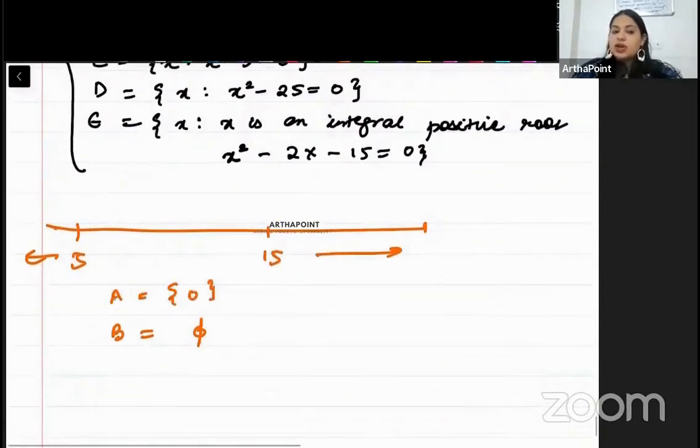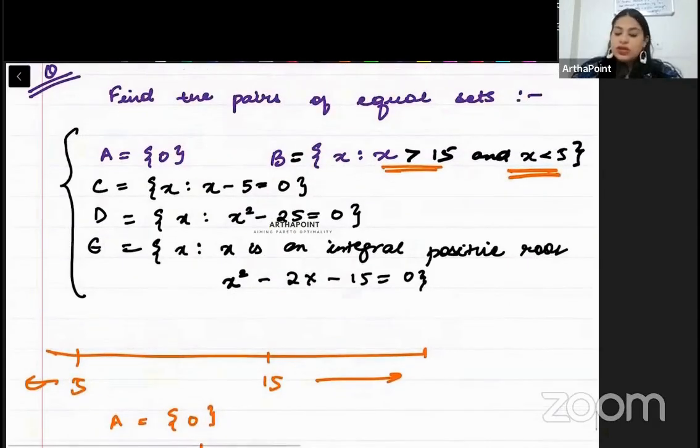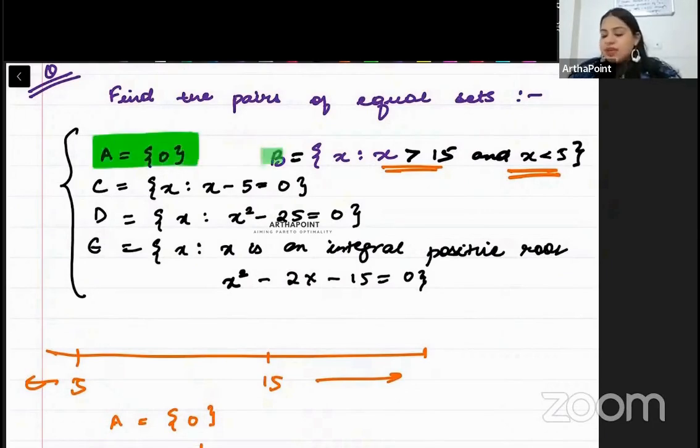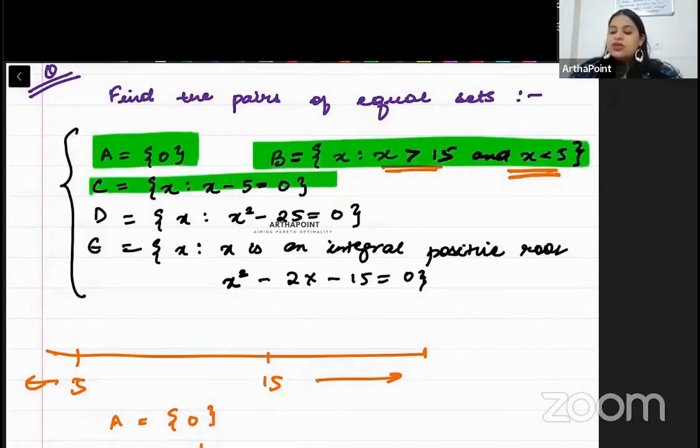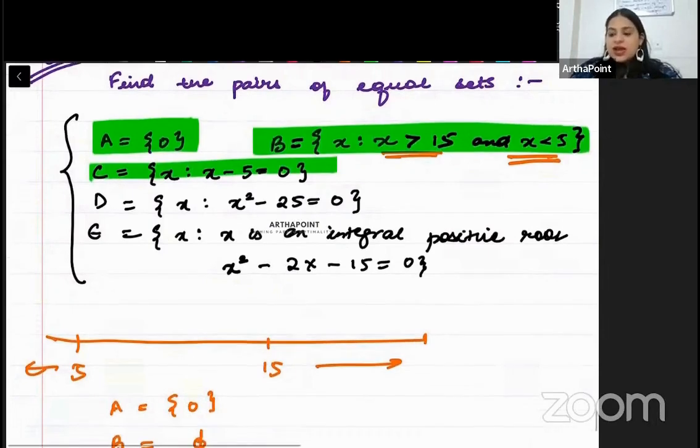अच्छा, come to A. A is containing the element 0. बेटा A is not null. ये बहुत बच्चे confuse हो जाते हैं. A is not null. A contains an element and that element is 0. But B has come out to be a null set.